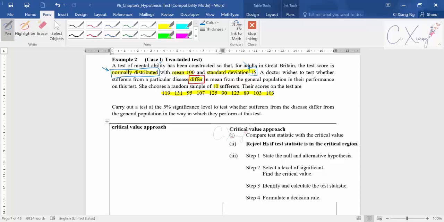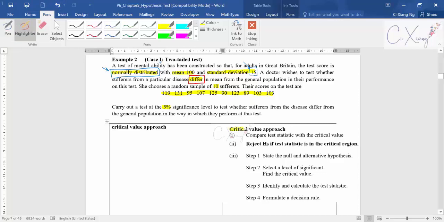Then they want you to carry out a test at a 5% significance level. So this 5% is the significance level to test whether the sufferers from the disease differ from the general population in the way in which they perform at this test. So this is what we have for the question. Okay, so let us start with the critical value approach.